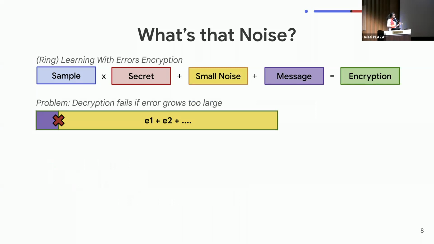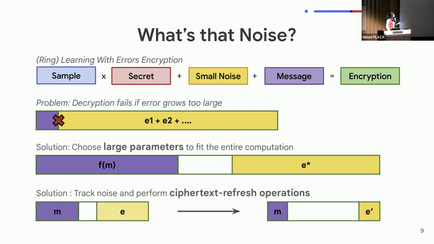This noise is kind of the boon and also bane of FHE. There's a complicated relationship between noise and message here. As you do computations on your encrypted data, the computations happen on the message, but also the noise accumulates. And it might reach a point where it corrupts the message. And that means that we need to do noise management. We can do this either by choosing large parameters to incorporate your entire computation, or you can track the noise and perform what we call ciphertext refresh operations periodically.